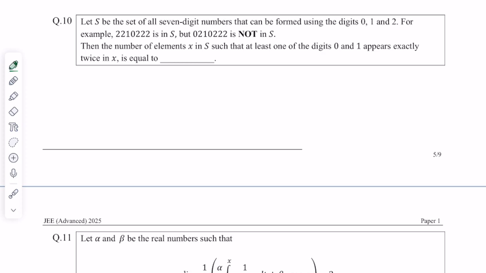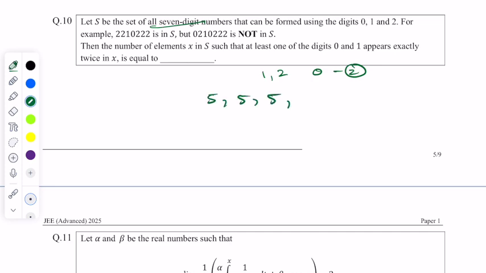Alright, so let's say 0 appears twice. Okay, so let us say we have digits 1, 2 and 0, and 0 is coming exactly 2 times. Now we have a total of 7 digits. So the remaining 5 digits we have to fill with 1 or 2. Right? So 5 digits need to be filled by 1 or 2, and 2 digits need to be filled by zeros.